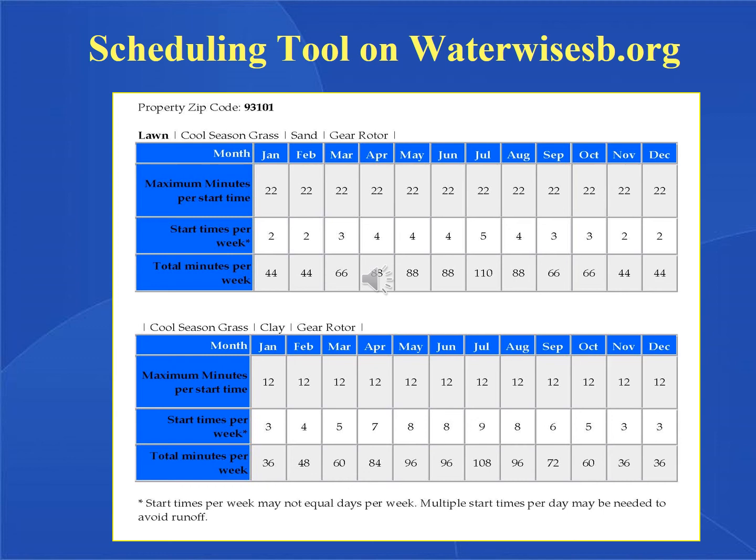Let's look at the top. In July, that system should be on for 5 start times, each 22 minutes for 110 minutes in a sandy soil, because the water infiltrates quickly. So you can have it on longer. But in a clay soil, the water does not infiltrate quickly. It saturates quickly, so the maximum length of each start time should be only 12 minutes and on for 9 times for about the same amount of overall water.